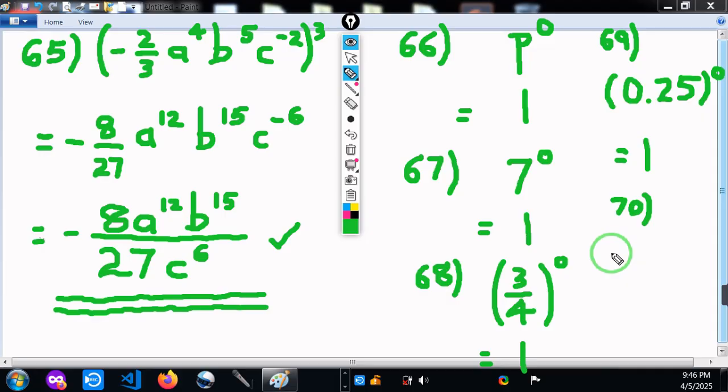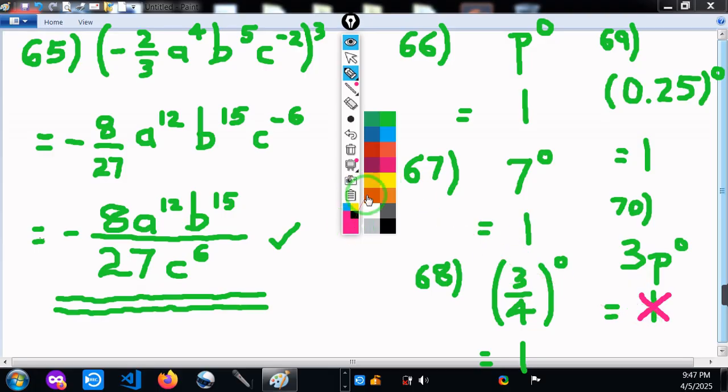Number 70, which is 3p to the power of 0. 3p to the power of 0. Many students might be rightfully tempted to put 1, and every teacher will be rightfully correct in marking it wrong. Teacher is correct. No, it's not correct, my dear students. Sir is correct when he says this is the correct one. Let me tell you what. The actual answer is 3.